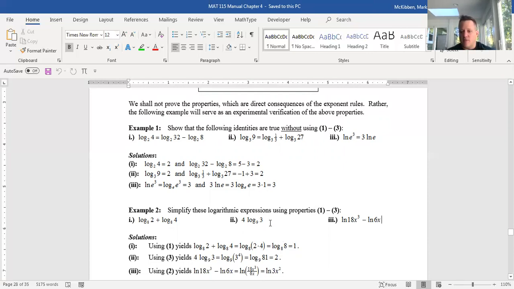All right, how about this guy here? All right, so let's see if I can compute that. First, I know that I can bring this number out in front up as a power of the 3, right?